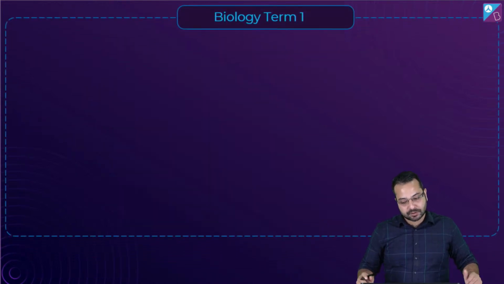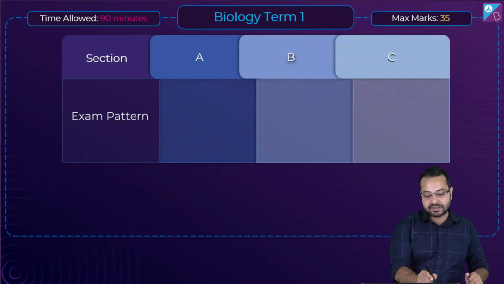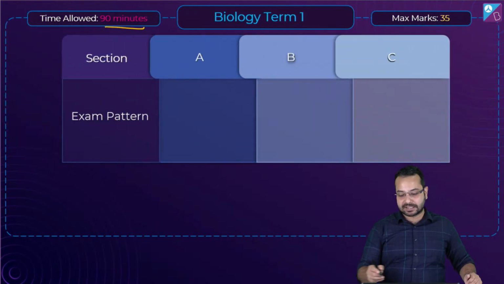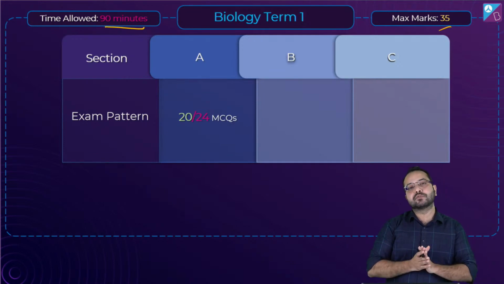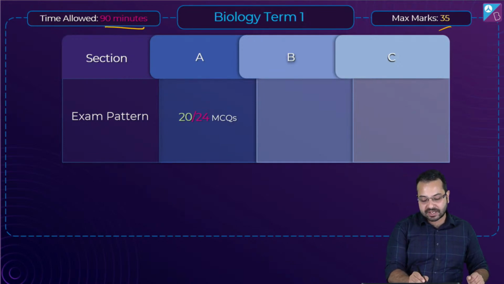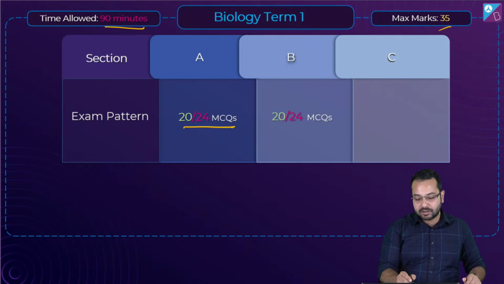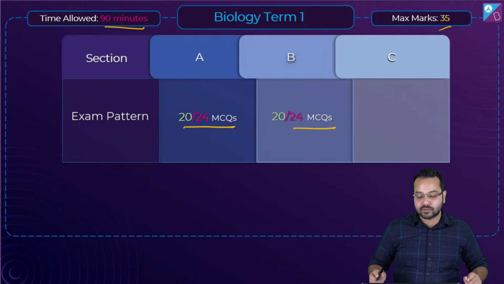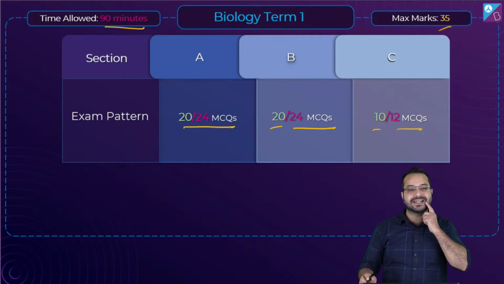Now let's talk about biology also. In biology term 1, the time allowed is 90 minutes and the maximum marks is 35. What about the exam pattern? This exam is also broken down into 3 sections. In section A, 24 MCQs, out of which you have to answer 20. In section B, there are 24 MCQs, out of which you have to answer 20. And in section C, there are going to be 12 MCQs and you have to answer 10.